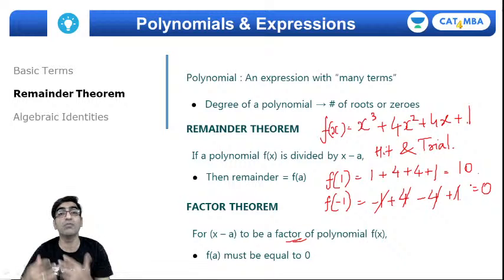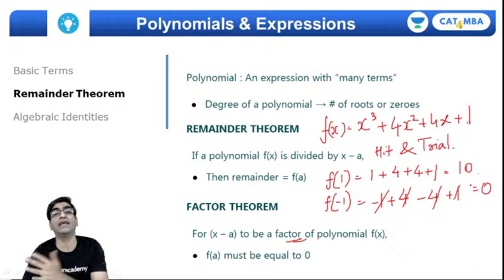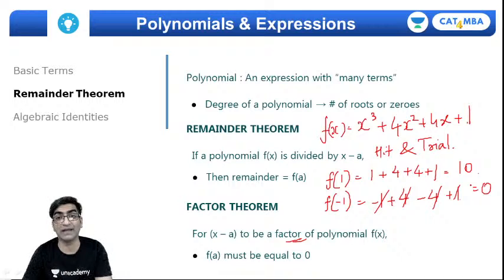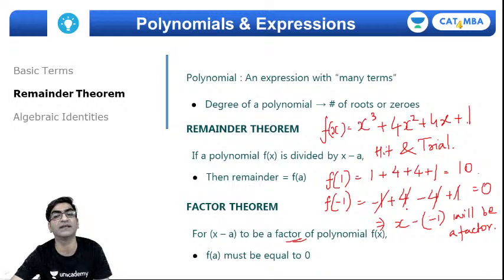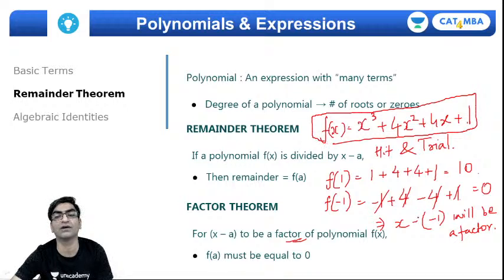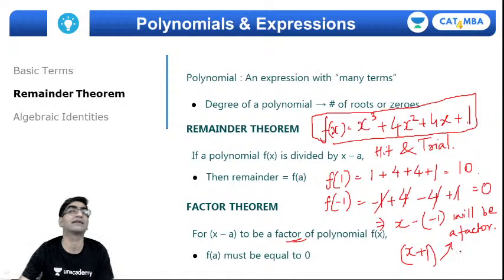Right? And the moment you get f of a is equal to 0, you will conclude that x minus a is a factor. This means x minus, what was a? What did I substitute? Minus 1. So x minus that will be a factor. Right? So there you go. We've successfully considered a cubic expression and found a factor for it. X plus 1 is indeed that factor.